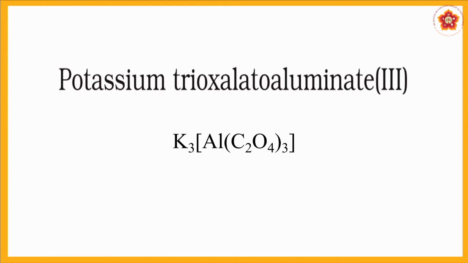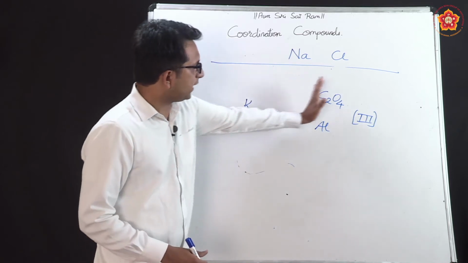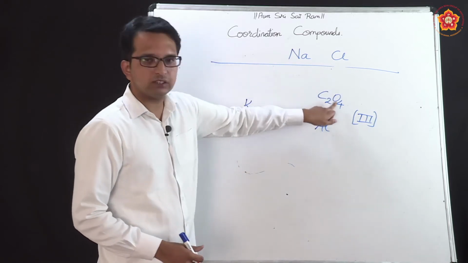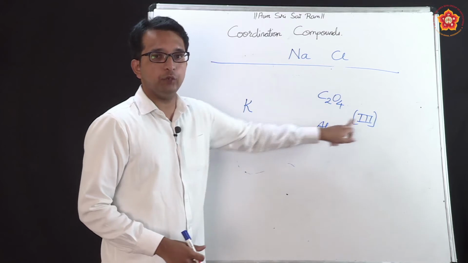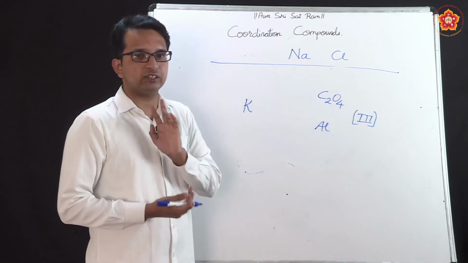These minimum examples you will have to know by yourselves. So let us see now which are the parts here. The positive part is potassium. The negative part is this oxalate ion, and aluminum has a plus 3 charge. That is what they are told. And they are told that there are trioxalate ions.